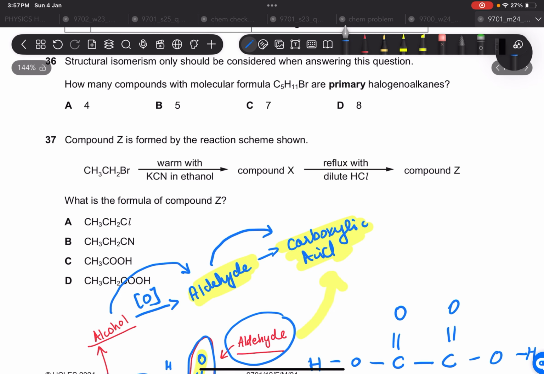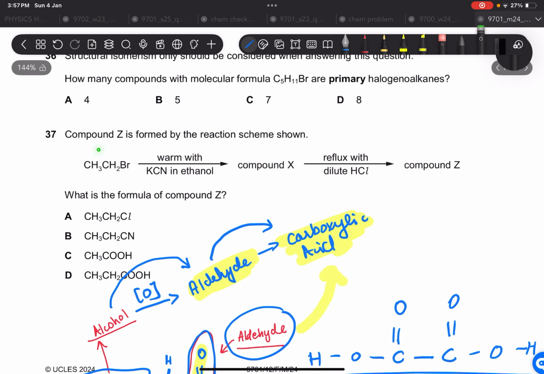Okay. Question number 37 states, compound Z is formed by the reaction scheme shown. Okay, so what do we have? We have a halogenoalkane. We're warming it with KCN in ethanol. What's going to happen? You know what's going to happen. This Br is going to be replaced by a cyanide. Okay? This potassium cyanide. It's going to be replaced by nitrile.